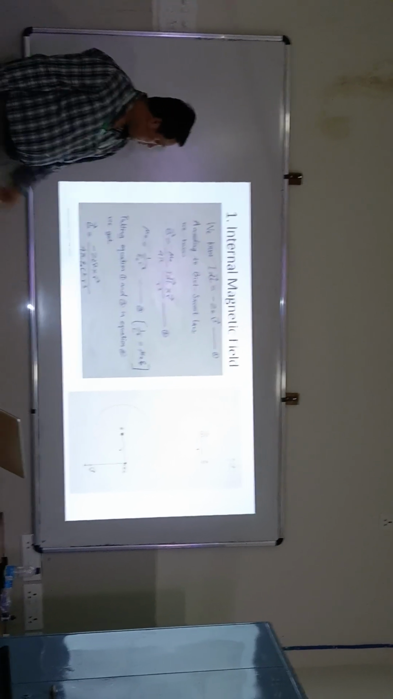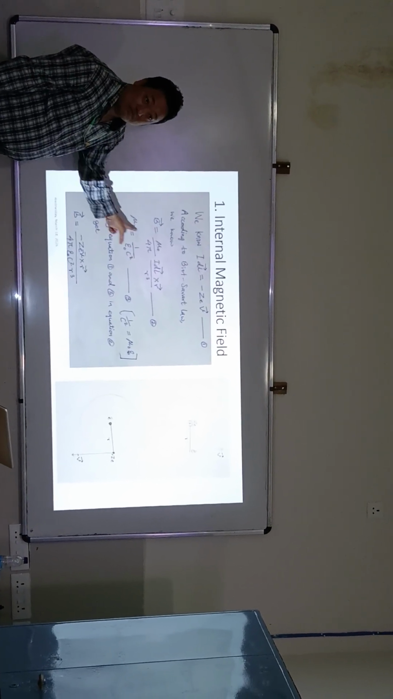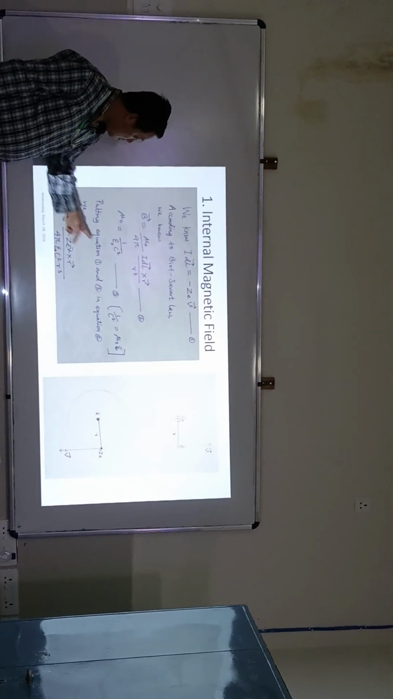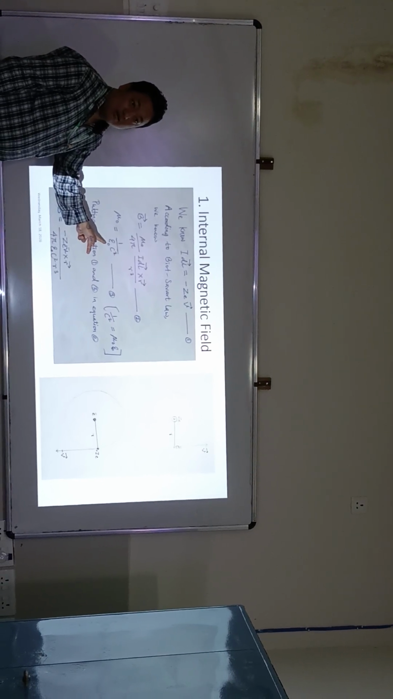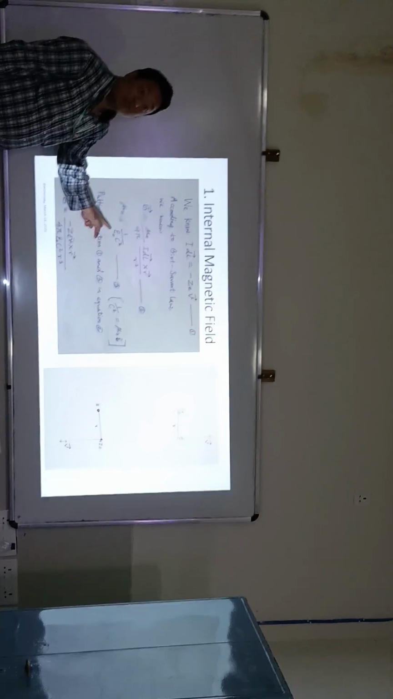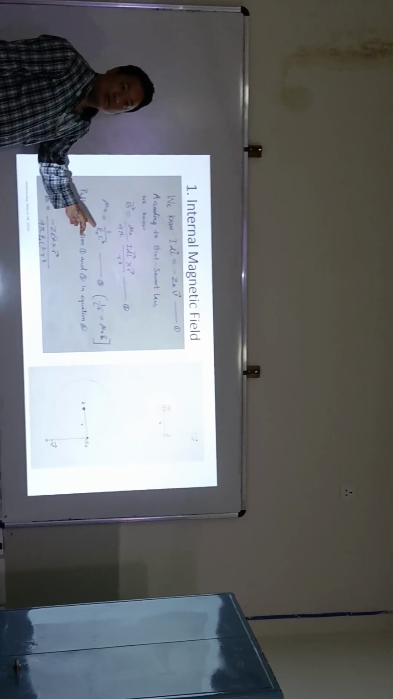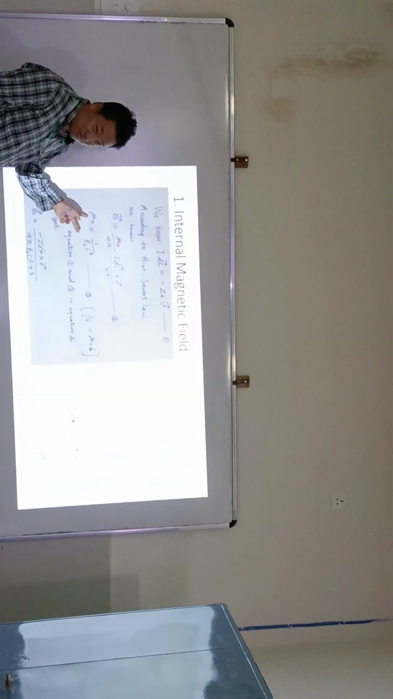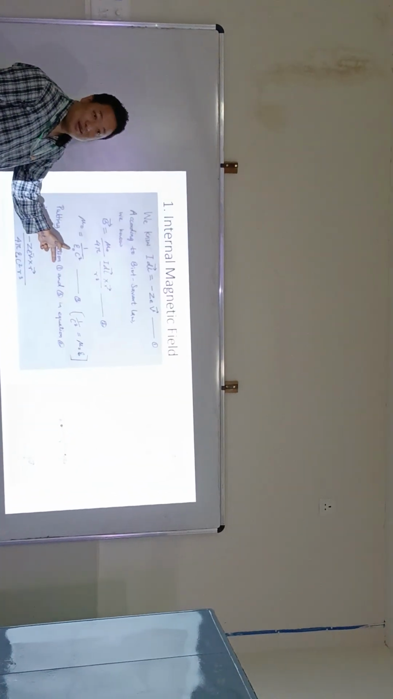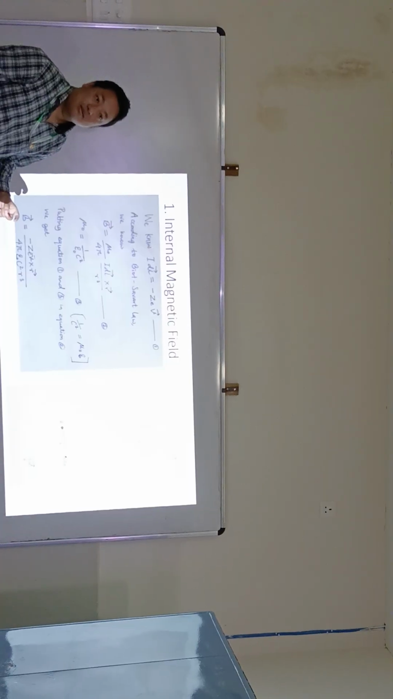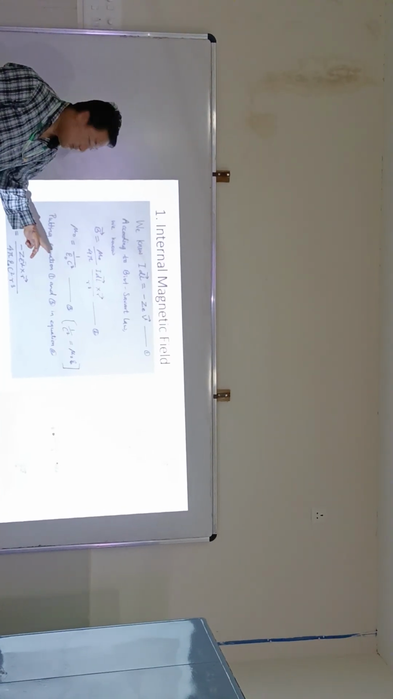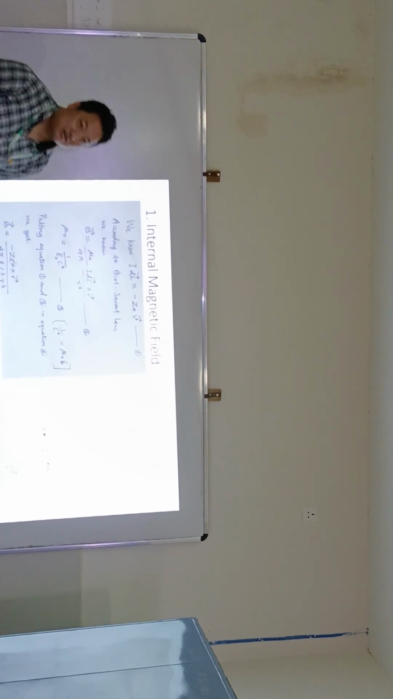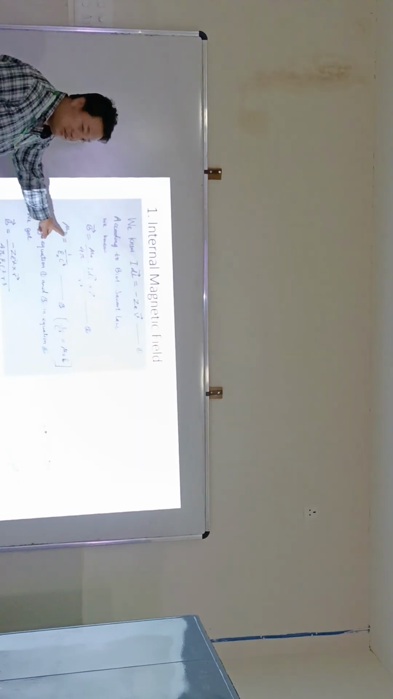What is mu naught? Mu naught, sir, is the permeability of free space. Epsilon naught? Epsilon naught is the permittivity of free space. Permeability of free space is mu naught, and epsilon naught is the permittivity.